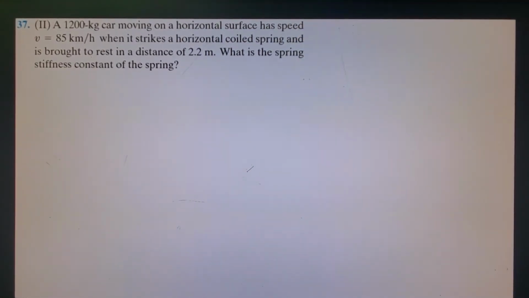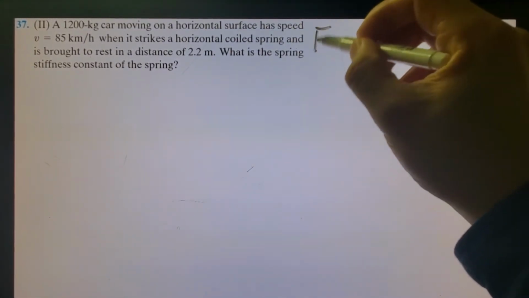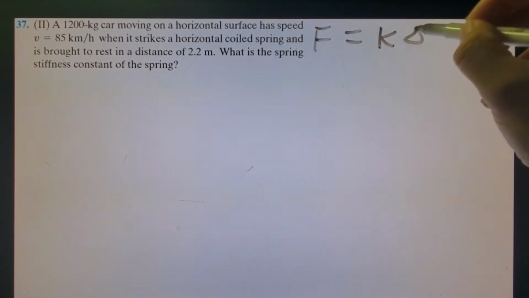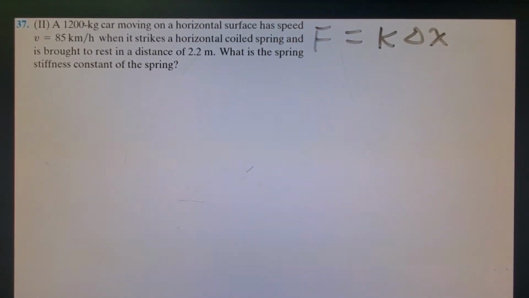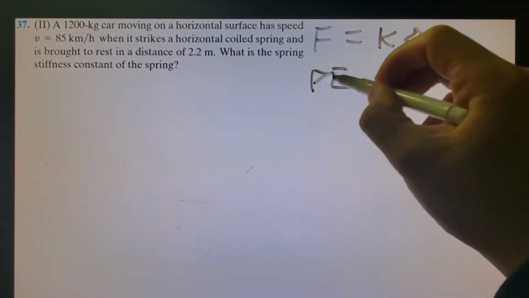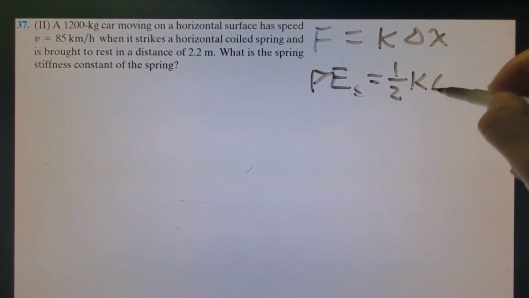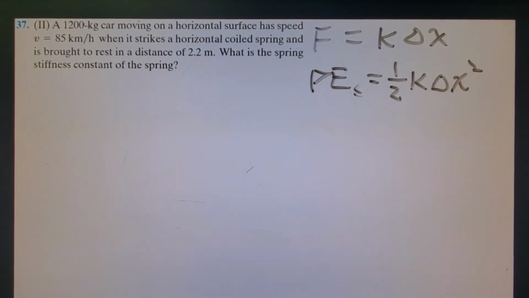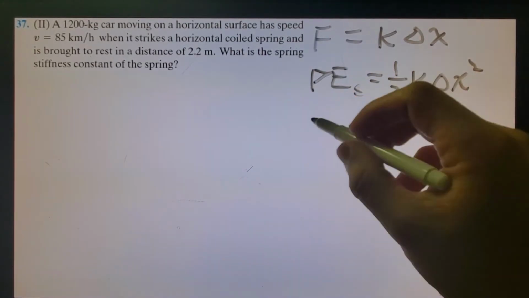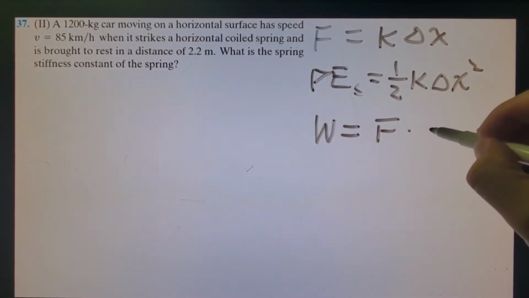Before anything, I would like to go over a few things. The first one is, for a spring, the force of a spring is equal to K times delta X, where K is the spring constant and F is the force. The potential energy of a spring is equal to half times K times delta X squared. We have also learned mechanical work is equal to force times distance.